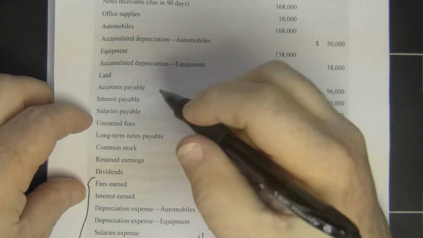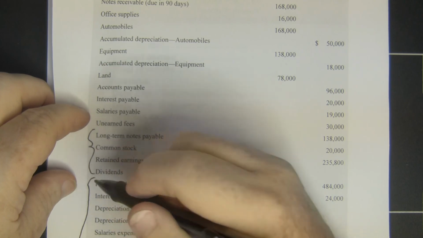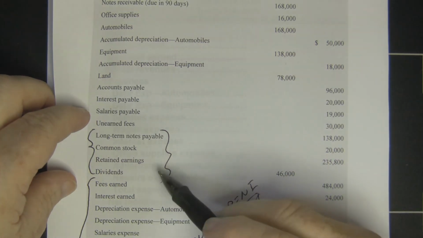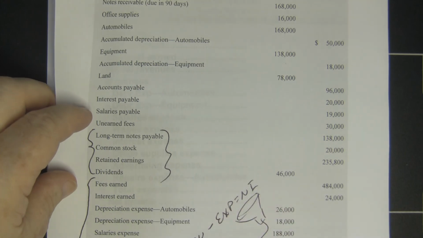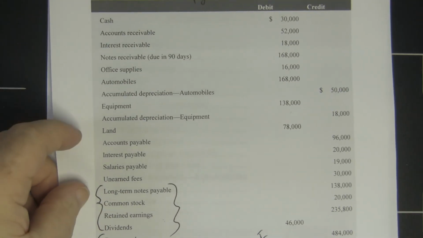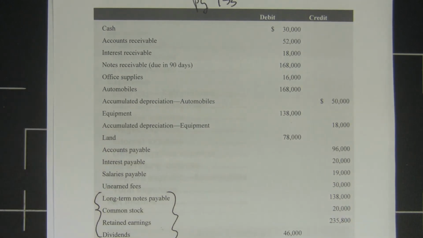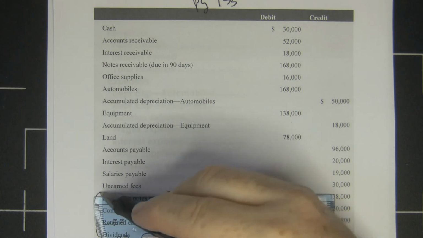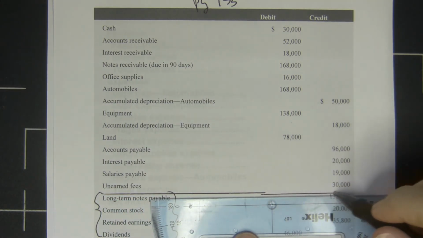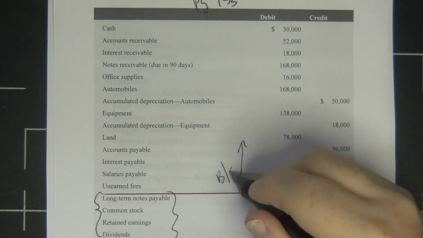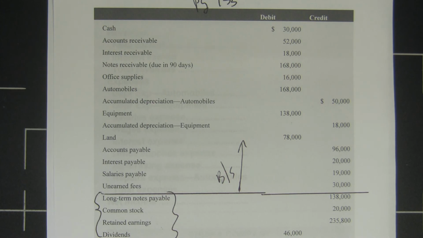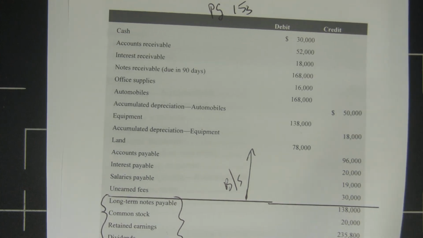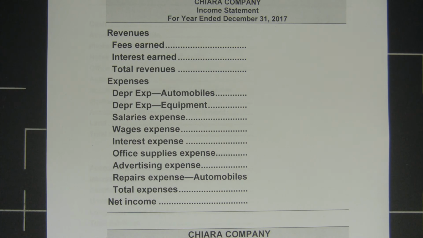The next piece right here is our equity section, and we need to add our retained earnings to the existing retained earnings to get the current balance, and the balance of the accounts, our balance sheet. So from unearned fees up, these are all balance sheet accounts. Again, remember in my class, BS stands for balance sheet. So, given those numbers, it asks us to create an income statement, a statement of retained earnings, and a balance sheet.